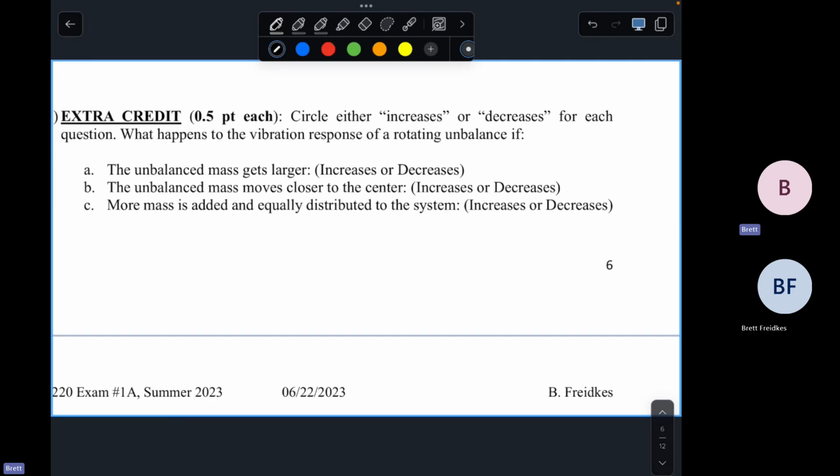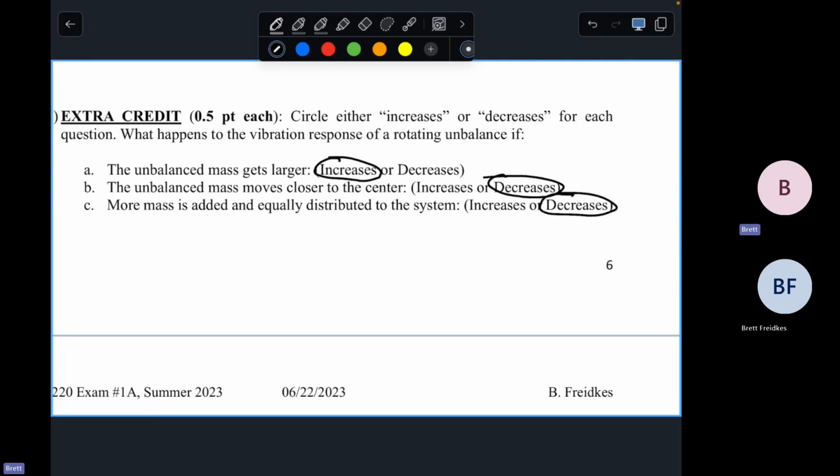Extra credit. Circle either increases or decreases for each question. What happens to the vibration response of a rotating unbalance if the unbalanced mass gets larger? That increases. The unbalanced mass moves closer to the center. I heard it gets closer to the center. Decreases. More mass is added and equally distributed to the system. That decreases. That's M going up.